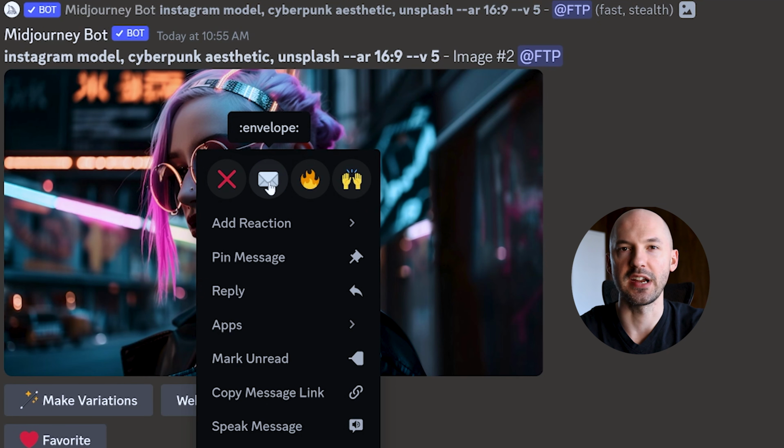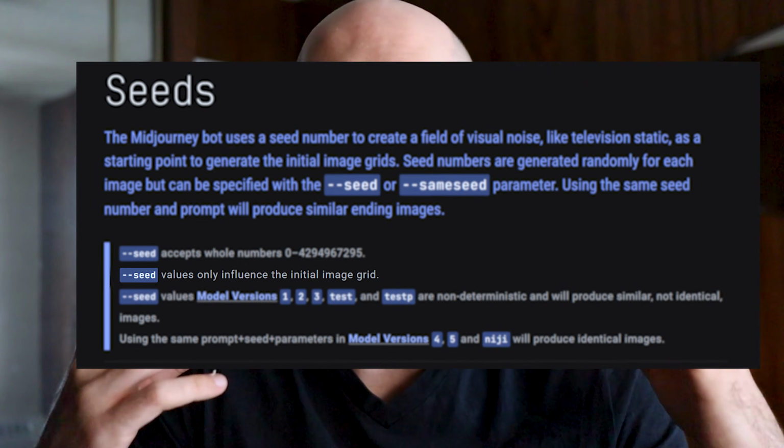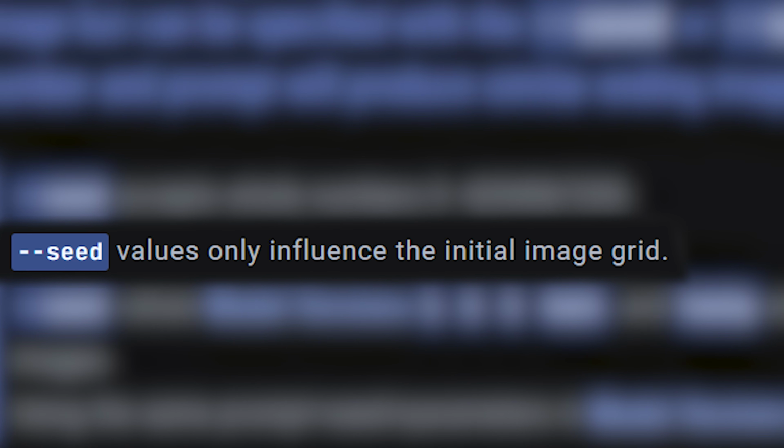Have you noticed that Midjourney won't show you a seed number on an upscaled image? You can react with the envelope, but nothing shows up. This only happens in version 5, and it's not a bug. It's because the seed number on an upscale has actually never mattered. The only seed number that matters is from the original grid. And that's the most important thing you need to know about seeds in Midjourney.